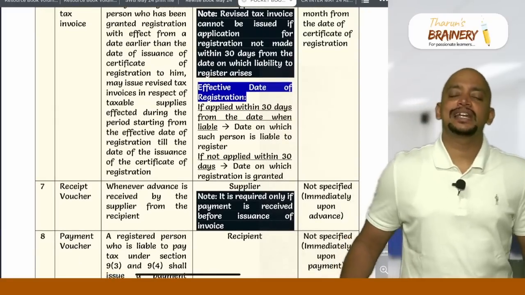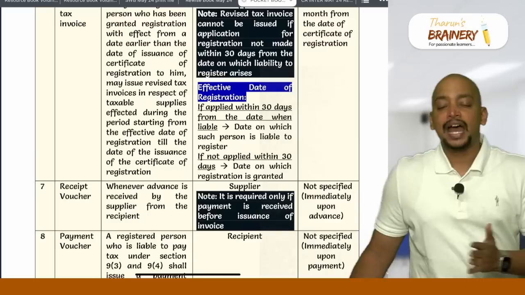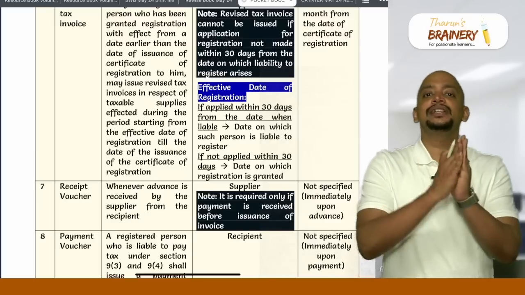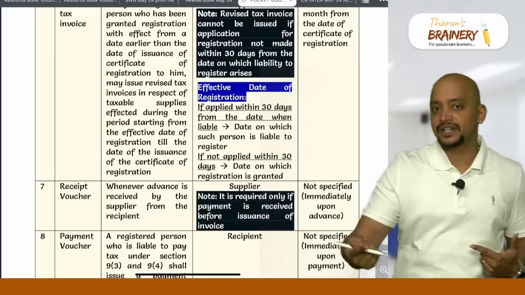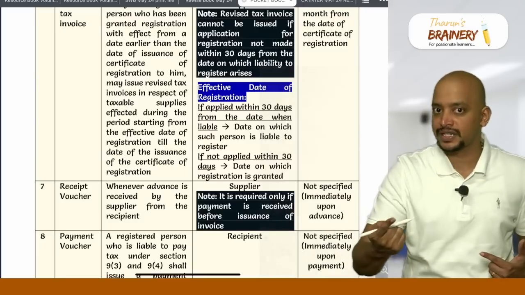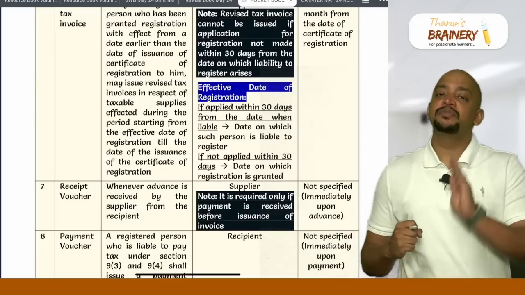Revised tax invoice will arise in a situation when there is a person who is liable to get registered, and from the date he is liable to get registered till the date of certificate of registration, during that period he will be making outward supplies and he needs to pay GST on those outward supplies, but he cannot recover the GST as and when supply takes place. That is between which date to which date?